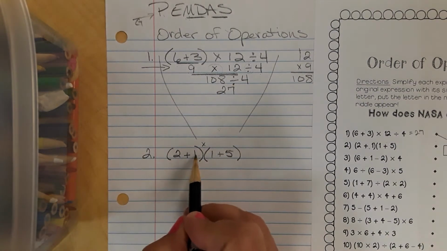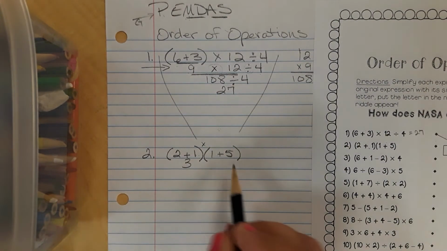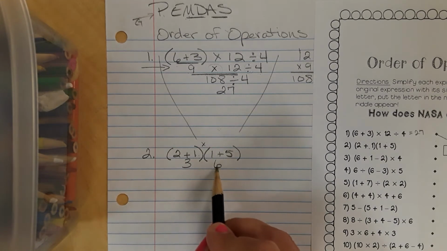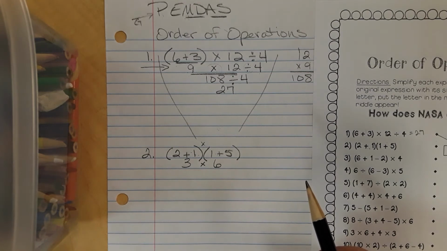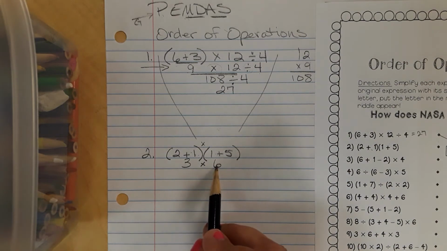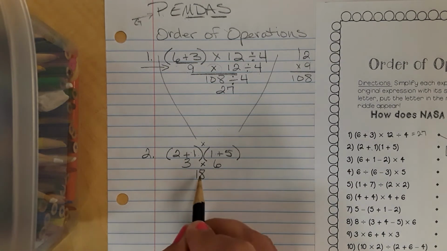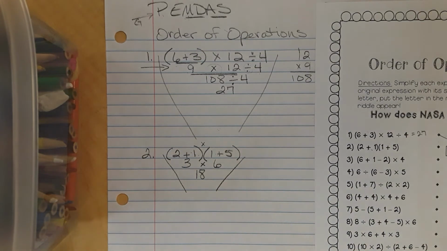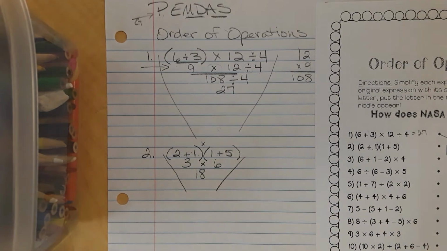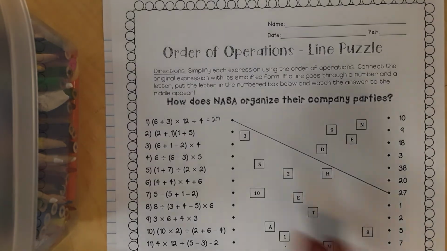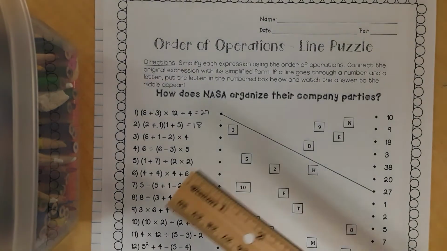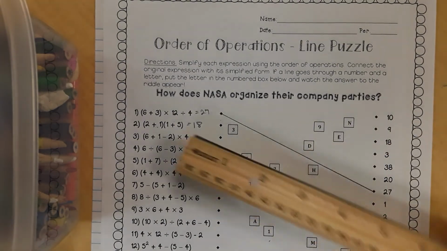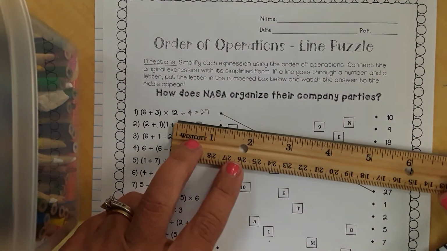So we have 2 plus 1. Well, that's 3. 1 plus 5 is 6. We're going to multiply those because there is no other mathematical symbol anywhere in sight. So 3 times 6, we all know, is 18. So as you can see we worked down for our answer. We're going to find 18. So we're going to come back over here. This one is 18. And we're going to find 18. Oh, there it is.